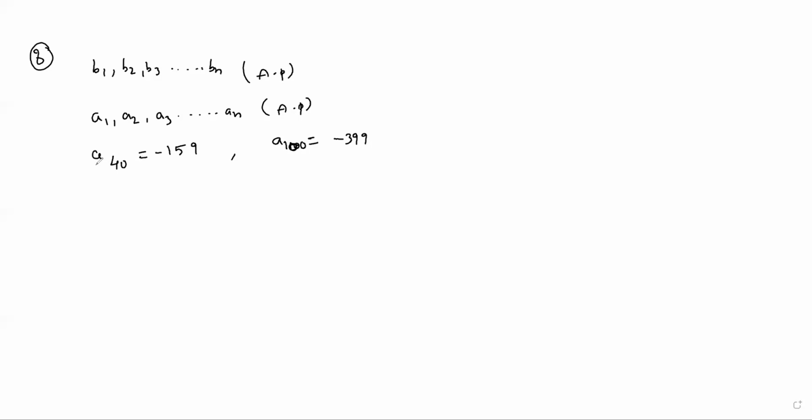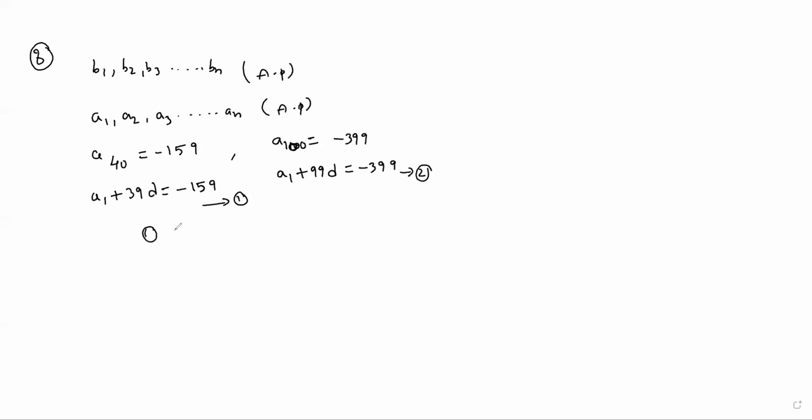Now what is the general term in AP? A plus N minus 1 into D. Here what is the A value in this sequence? A1. That's why, for A40, it is A1 plus N minus 1, 40 minus 1, 39, we'll take D here. That is minus 159. A100 means here, same, A1 plus 99D is equal to minus 399. Now this is taken as equation number 1 and this is equation number 2. We need to know the A1 and D values.